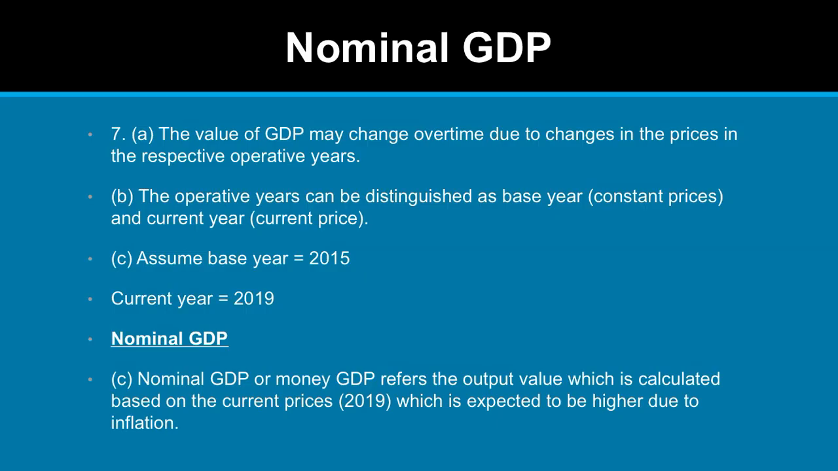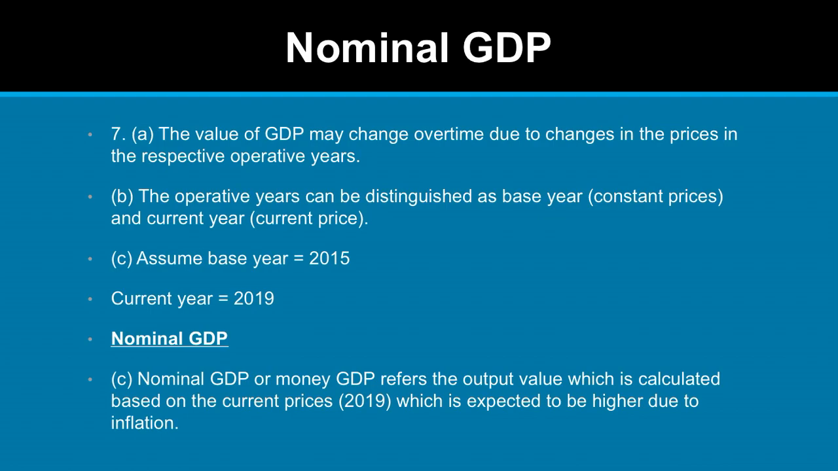So let's look at the important parts of nominal GDP versus the real GDP. Nominal means inflation. Nominal includes the inflationary effect. Nominal means the current GDP. Nominal GDP means the current GDP, whereas the real GDP is what? Deflated nominal GDP. Deflated nominal GDP is the real GDP. The value of GDP may change over time due to changes in the prices in the respective operative years. So the operative years can be distinguished as a base year, constant price, as well as the current price.